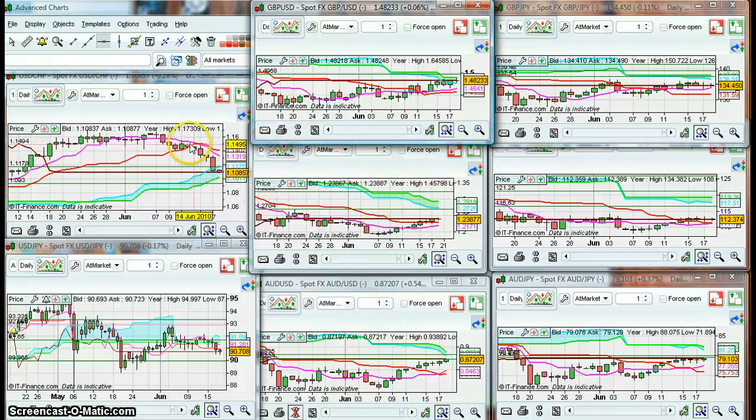We now see that the Swiss has come down and entered into a very thin cloud here, and both of its lines are above, and we've had a nice cross in here. This is on a daily chart, so I would expect that it should come back up and test this 11.14 range.